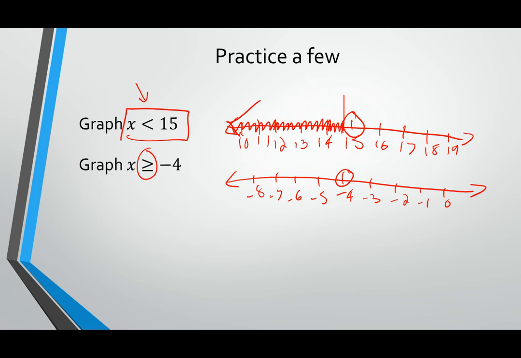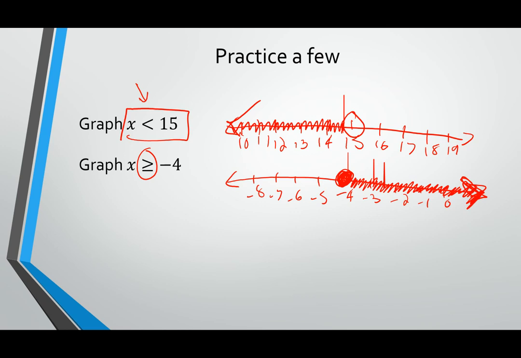And since it is greater than or equal to, we do, in fact, shade in the circle there at -4. Now it says x is greater than or equal to -4. So we have to shade all the numbers that would be greater than -4 as well, which is going to be everything to the right-hand side here. And the arrow to indicate that it goes the rest of the way.